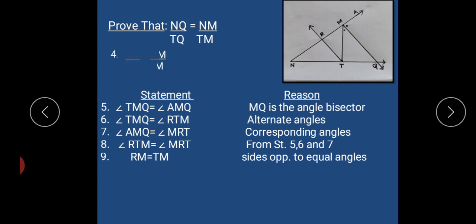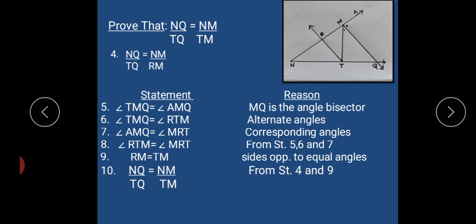Now go to statement 4. You can see that here now there is RM. Look at what is asked to prove on the top. In place of RM, we want TM. And in statement 9, we have proved that RM and TM are equal. So now from 4 and 9, we get NQ upon TQ is equal to NM upon TM. Very, very interesting rider.